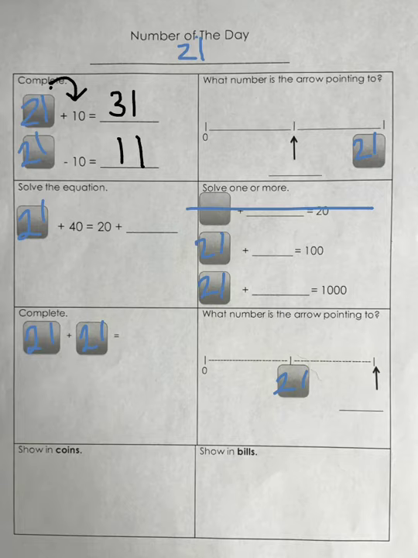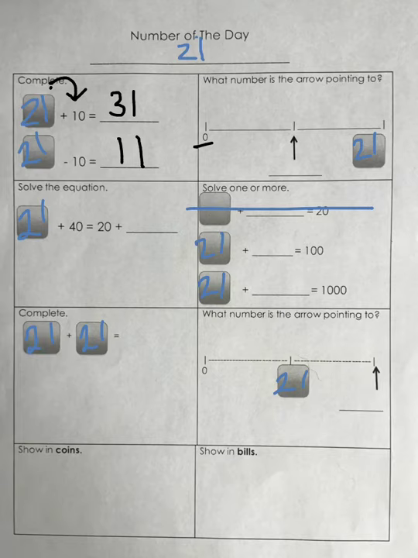I'm going to jump over to the next box that's immediately next to this one. What number is the arrow pointing to? So if we look at this, it's a number line. We have 0 on one side and we have 21 on the other. And this one would be tricky. It wouldn't be easy to do, this is something that they start to learn in grade 3. And in this case, I'll break it down a bit here for you.